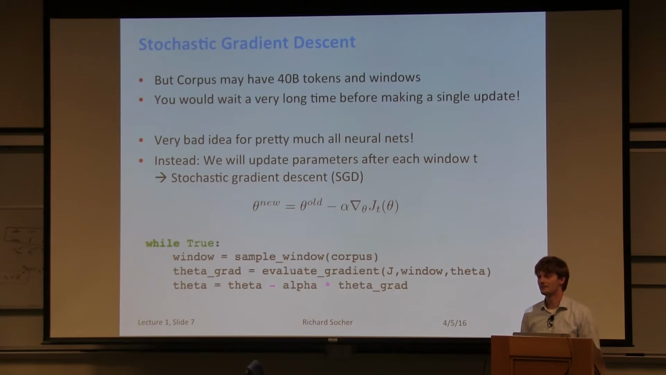Yeah. Do we know if the likelihood function we're optimizing over is convex? We know that it's not. Oh, okay.